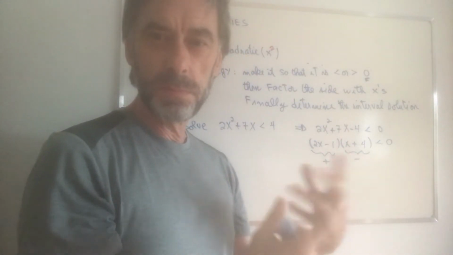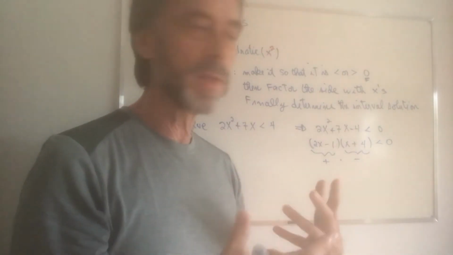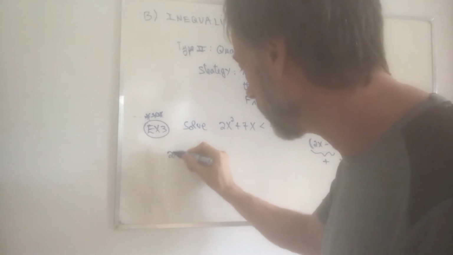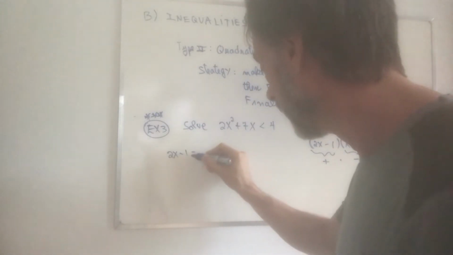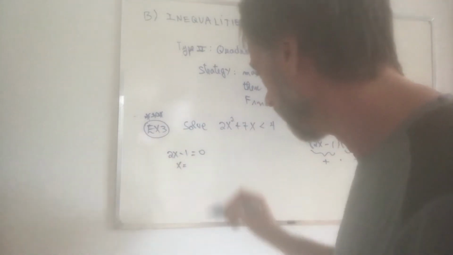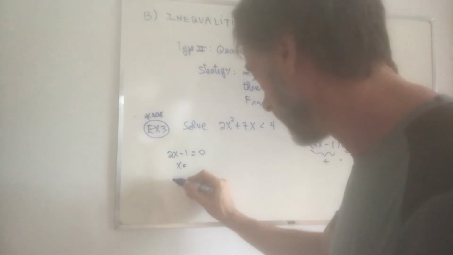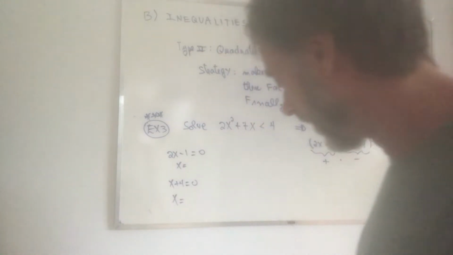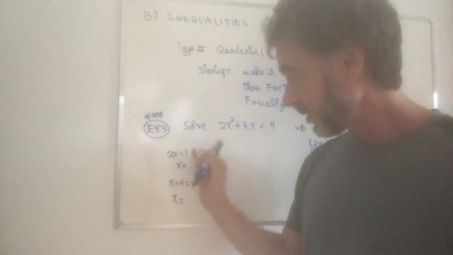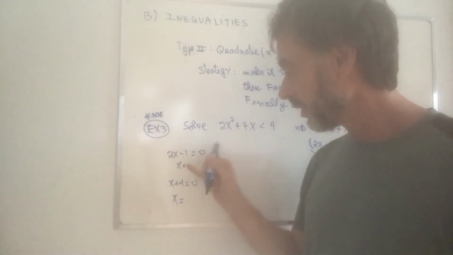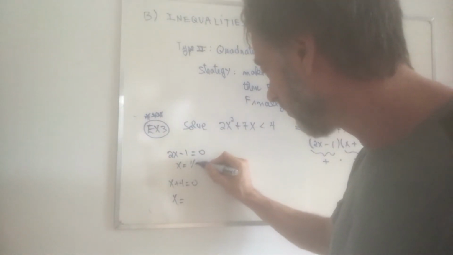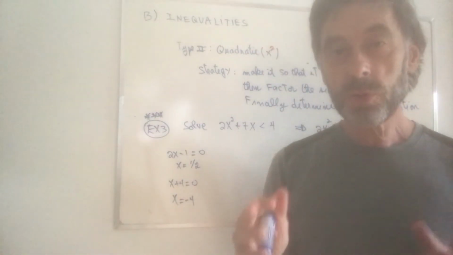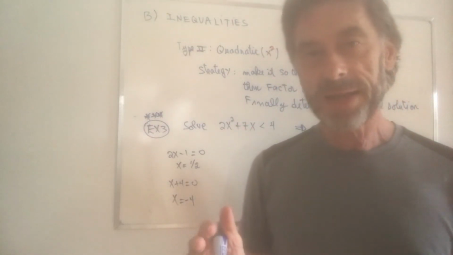So how can we solve this in a relatively simple way? The answer is actually like this. So what we're going to do, we're going to say 2x minus 1 equal to 0, and we're going to solve for x. Then we're going to say x plus 4 is equal to 0, and we're going to solve for x. All right? So both are easy. 2x minus 1 is equal to 0. Bring the 1 over. Divide by 2. This is 1/2. And this is minus 4. Now, these are the two key numbers that actually will divide the real line.